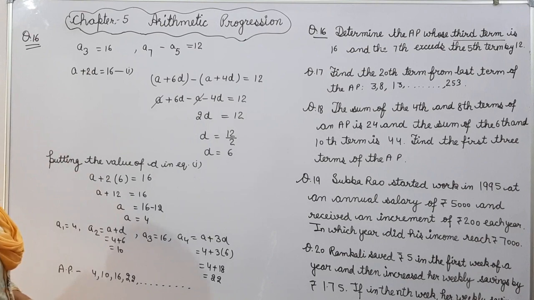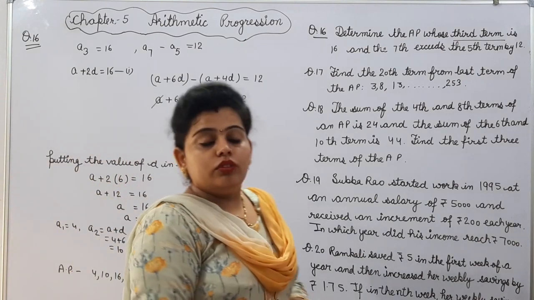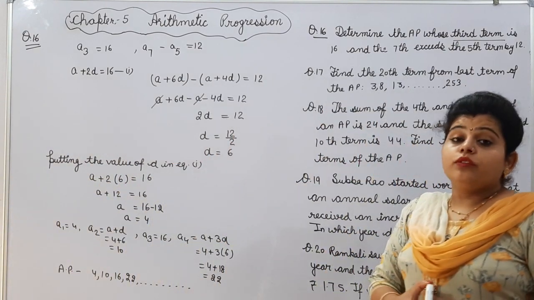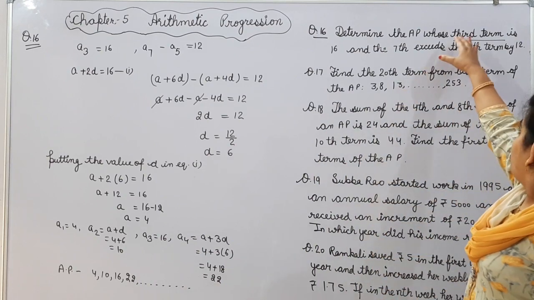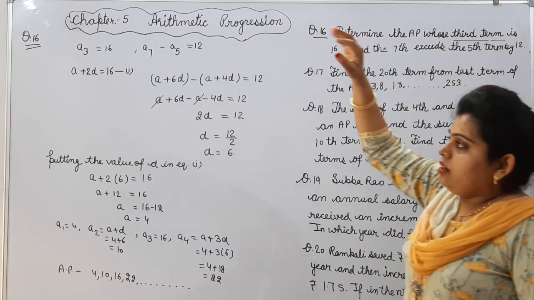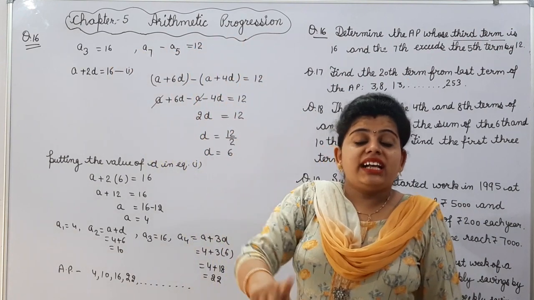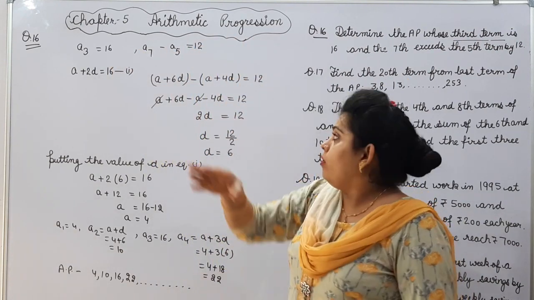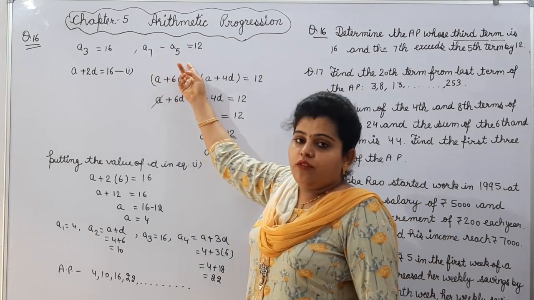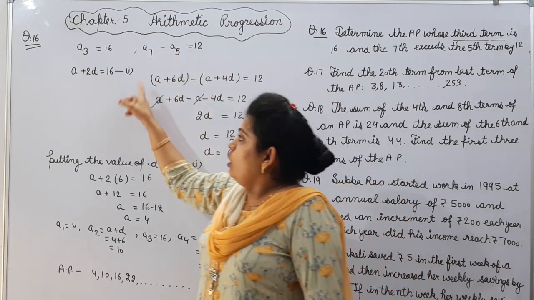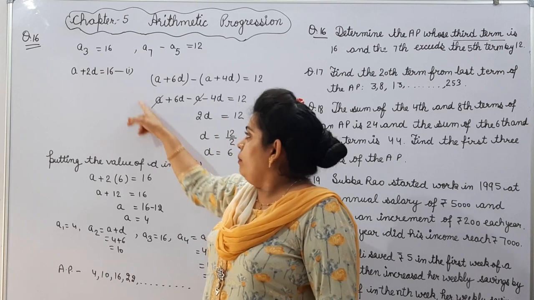This is our question number 16. I am repeating this question. What is given? Determine the AP. We have to find the AP whose third term is 16, which means A3 is 16, and whose seventh term exceeds its fifth term by 12, which means A7 minus A5 is equal to 12. So using these conditions, form equations.